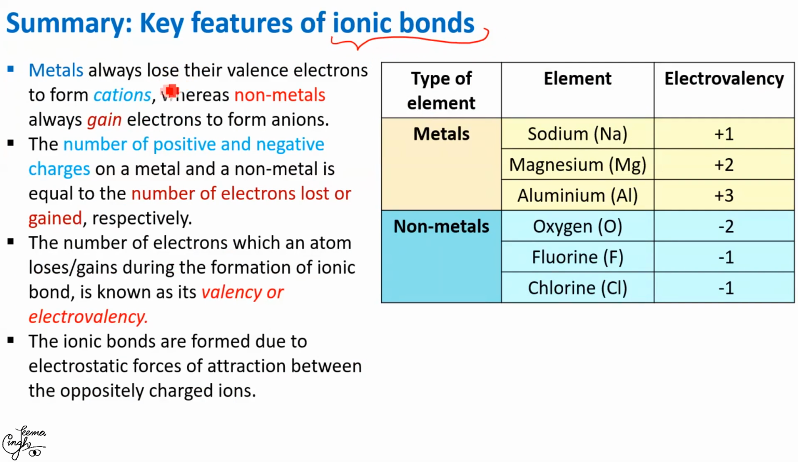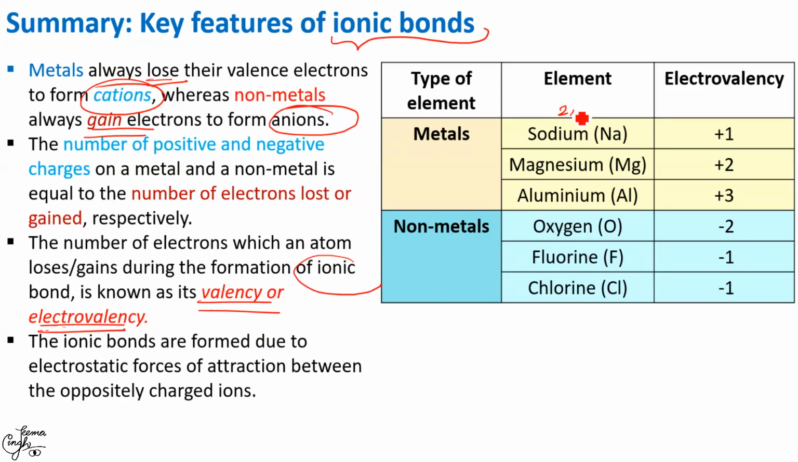Remember, metals always lose their valence electrons to form cations, positively charged ions, whereas non-metals are going to always gain electrons to form negatively charged ions known as anions. The number of positive and negative charges on a metal and non-metal will be equal to the number of electrons they lose or gain respectively. Also, the number of electrons which an atom loses or gains during the formation of ionic bond is known as its valency or electrovalency. Let me explain this.